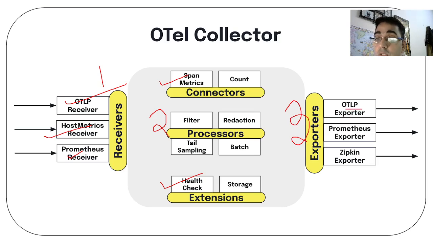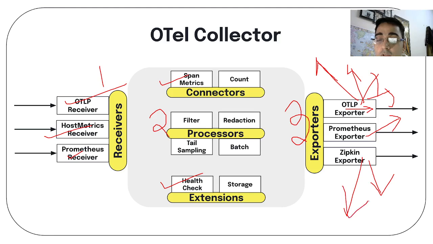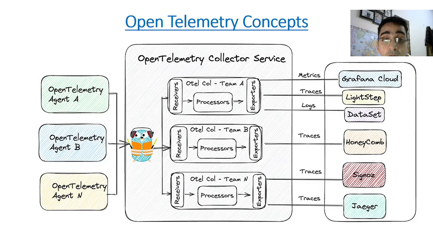An OTLP exporter means it can be any HTTP or HTTPS-based endpoint. It can be Elasticsearch, Grafana Cloud, Tempo, or Jaeger, anything. And then you have the Prometheus exporter for storing the metrics in Prometheus, and the Zipkin exporter and Jaeger exporter for storing the traces. So these are the three basic building blocks of OpenTelemetry. We'll see all these things in greater detail, so just hang on in this video.